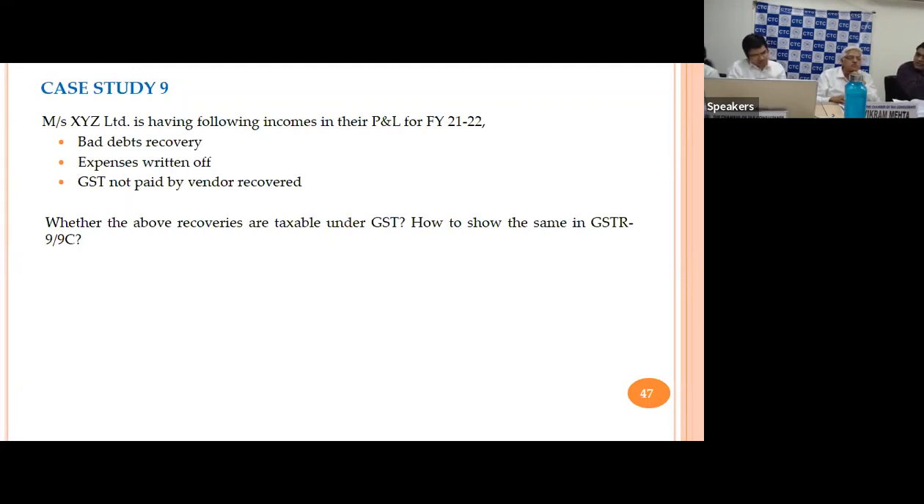So in that case, on the expense written off, it is only the reversal of input tax for 180 days, nothing else. Again, there is no underlying supply. And for GST not paid by the vendor, the reversal of input tax will only come into play if I have paid the input tax. There is a violation of section 16(2). So I have to just reverse my input tax when I get to know that he has not paid it. But on the recoveries, there is no underlying supply.